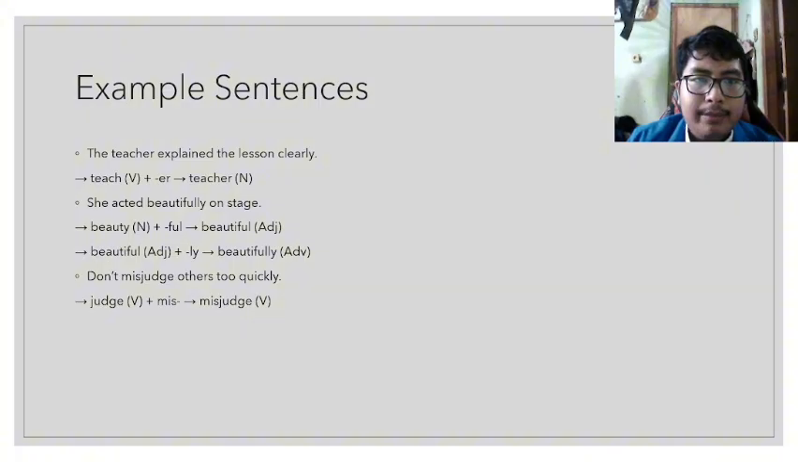She acted beautifully on stage. Beauty as a noun plus -ful becomes beautiful as an adjective. Or it can be the adjective beautiful plus -ly becomes beautifully. Don't misjudge others too quickly. Judge as a verb plus mis- becomes misjudge.